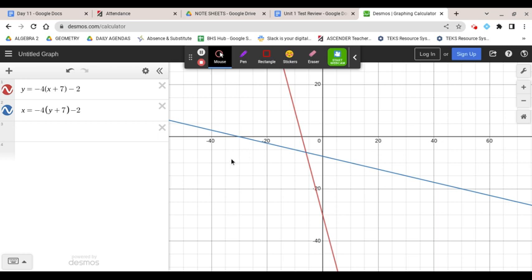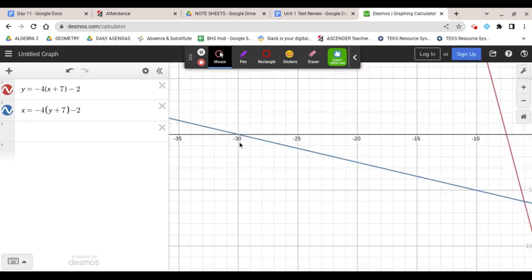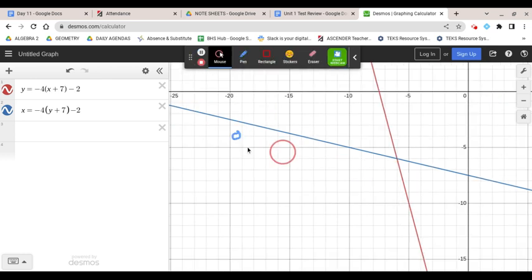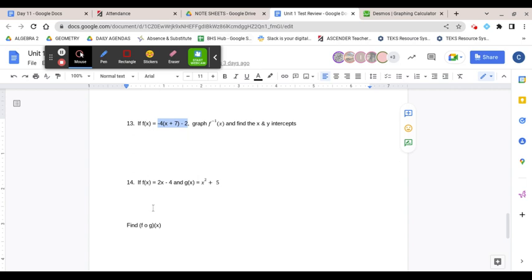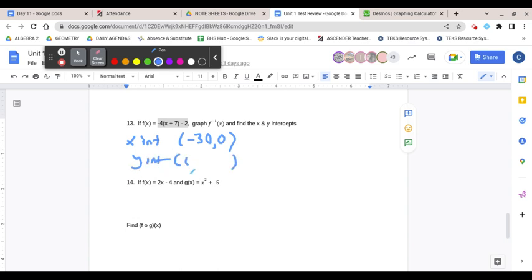All right. And so if we're looking for our x and y intercepts here, we have an x-intercept of -30 and a y-intercept of -7.5. So the x-intercept will be at -30, 0, and the y-intercept is going to be at 0, -7.5.